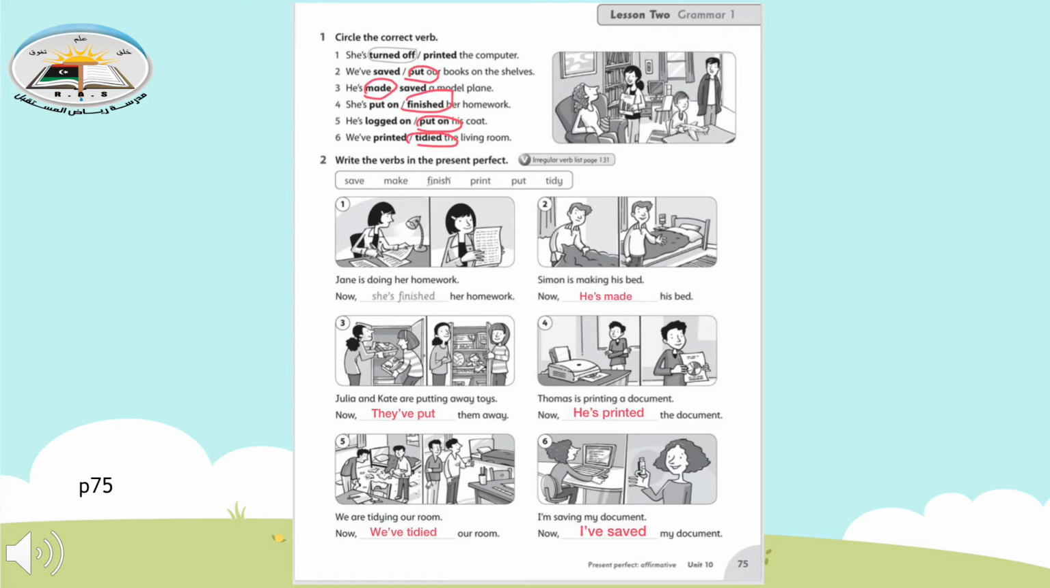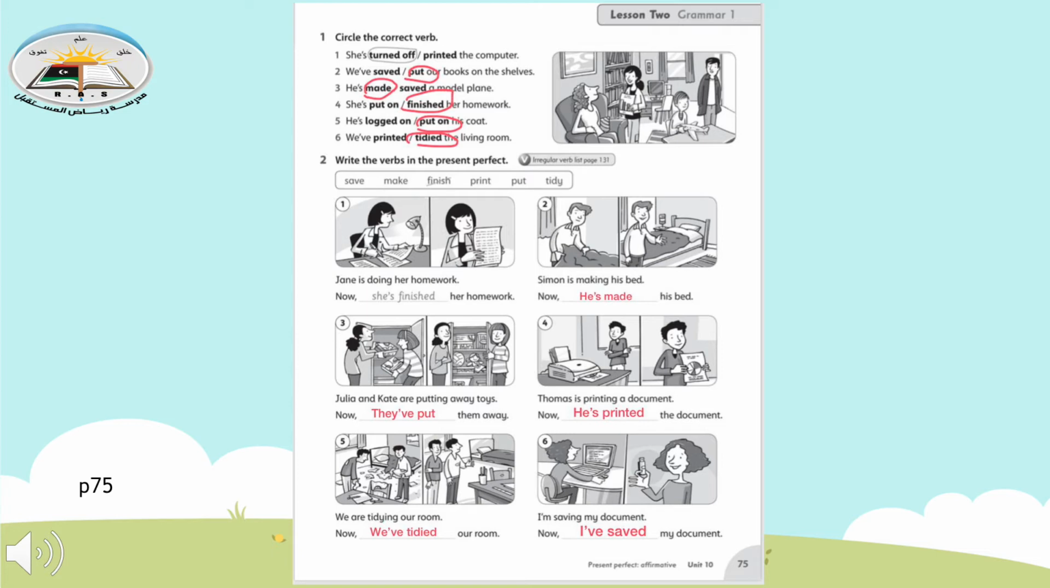Number 1. She is turned off, printed the computer. She turned off the computer. Number 2. We have saved, put our books on the shelves. We have put our books on the shelves. Circle put. Number 3. He has saved a model plane. He has made a model plane. Number 4. She has put on, finished her homework. She has finished her homework.